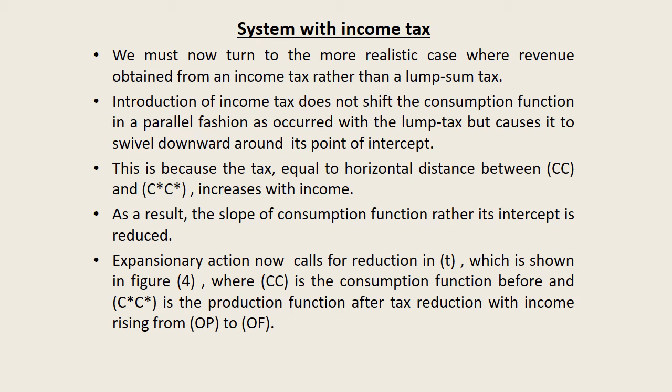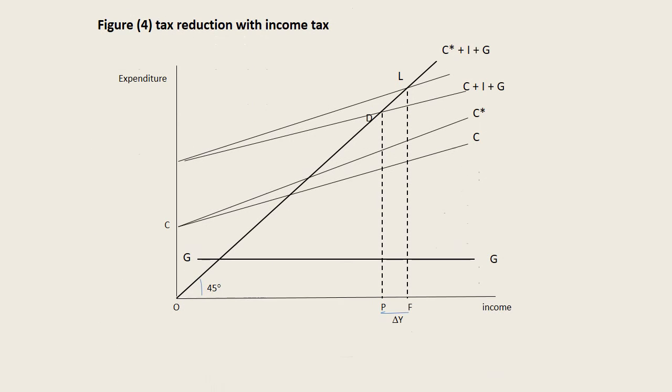Let's explain with the graph. Our graph shows tax reduction with income tax. The vertical axis represents expenditure, the horizontal axis represents income. Let's explain the situation before imposing tax. The situation before imposing tax, we have equilibrium point at which income equals OB. This point is denoted with D.